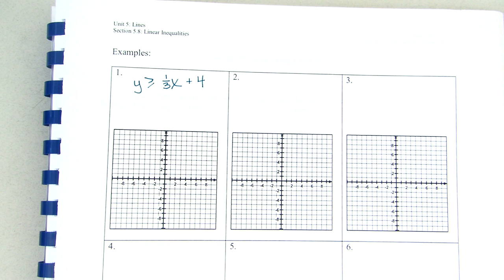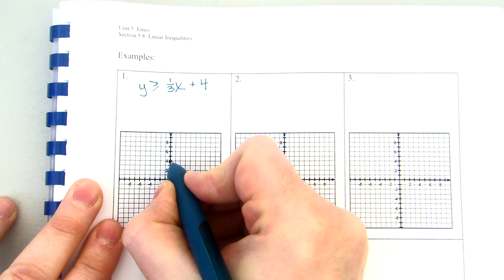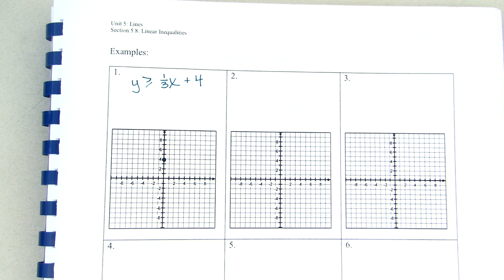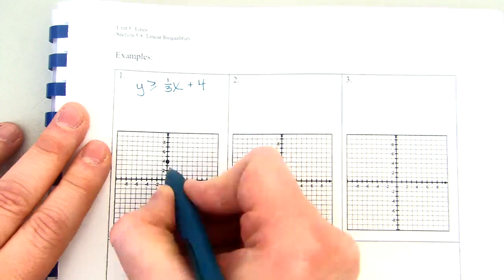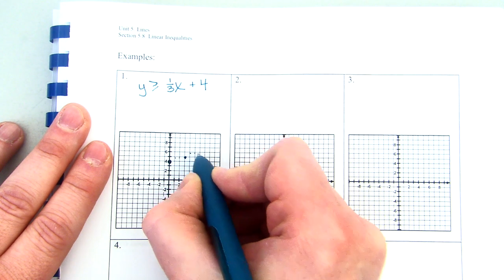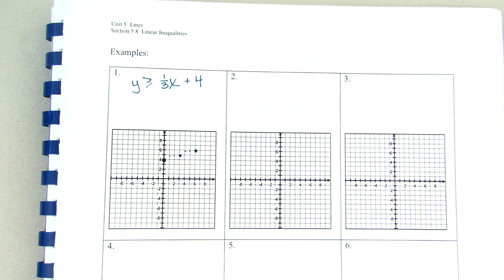Y is greater than or equal to 1/3 x plus 4. Okay, so first of all, let's get our line. 1 over 3. I'm going to start at 4, my y-intercept. My slope tells me to do what? Up 1 over 3. Up 1 over 3, don't connect them yet, though. Up 1 over 3. Hold on a moment.